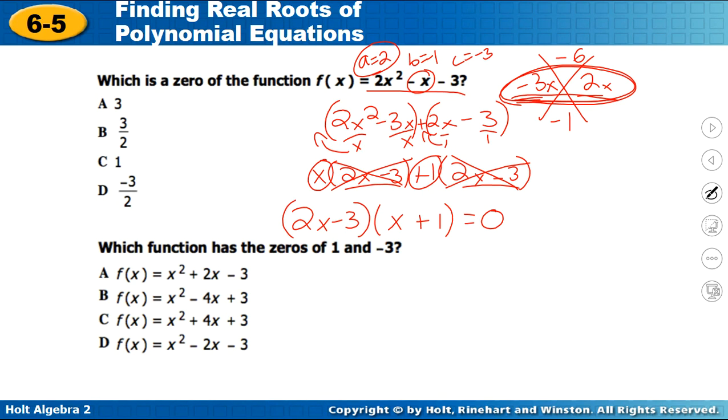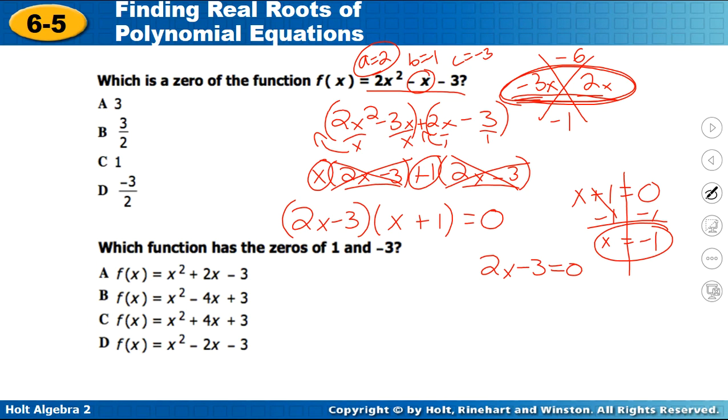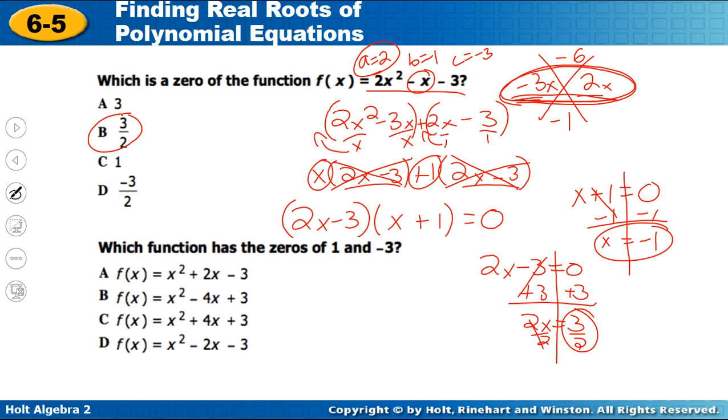So you have x plus 1 equal to 0. When you solve for that x, you're going to have x equal to negative 1, which is not one of my answer choices. So let's try together. 2x minus 3 equals 0. Let's solve for x. We add 3 to both sides. We have 2x equals 3. Dividing by 2, we're going to get x equal to 3 halves, which is an answer. So my answer would have been B.